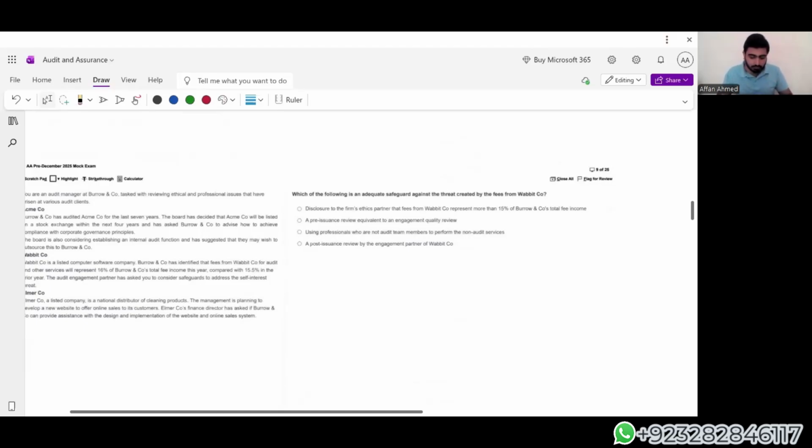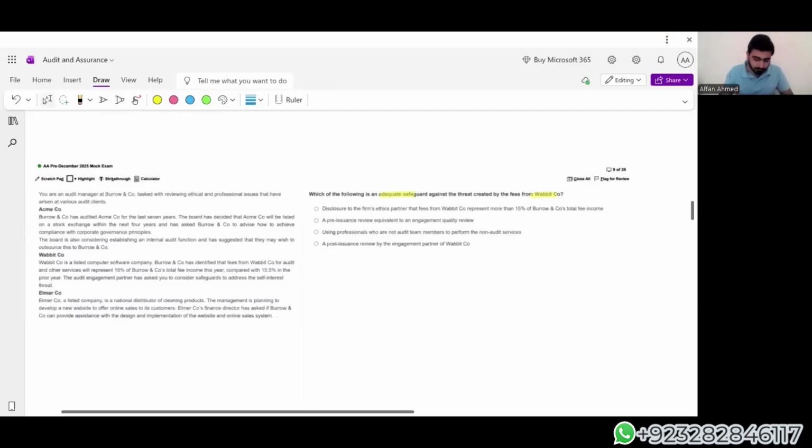Okay, now let's read what the question has to say for us. Which of the following is an adequate safeguard against the threat created by fee from Audit company? So let's see what Audit company has done with us. Now here Audit company is a listed computer software company. Burrow Company has identified that the fee from Audit company for audit and other services will represent 16% of Burrow Company's total fee income this year, compared with 15.5% in the prior year.